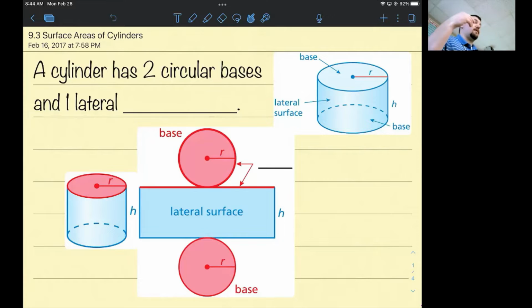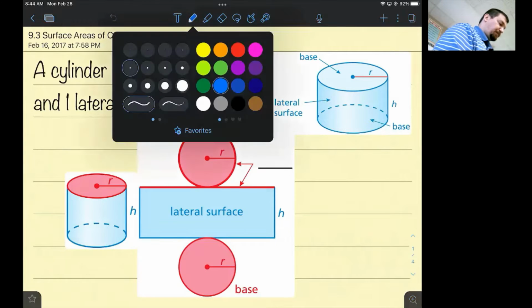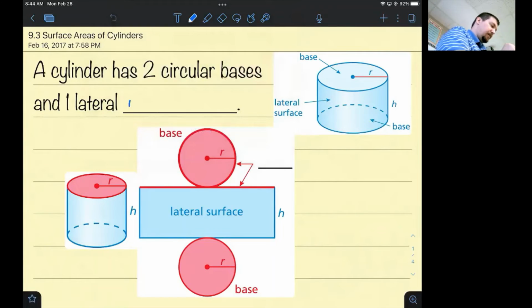Rectangular prisms have 6 faces. Triangular prisms have 5. Cylinders only have 3 faces. 2 of them are circular bases. And then we have one lateral rectangle. Here's your first blank there, rectangle.